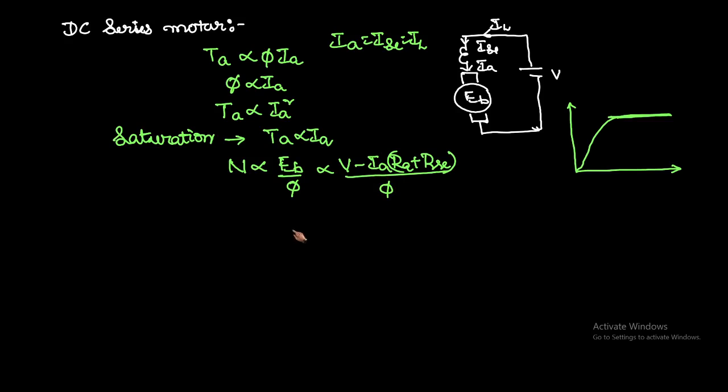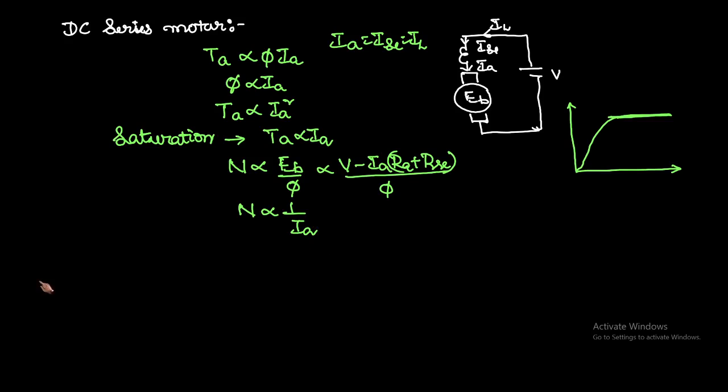Let us see. The drop of Ia into (Ra plus Rse) is less affected compared with the terminal voltage. So the speed is proportional to 1 by flux, and flux is proportional to Ia, so speed varies inversely with Ia. Whenever Ia is increased, the speed decreases.